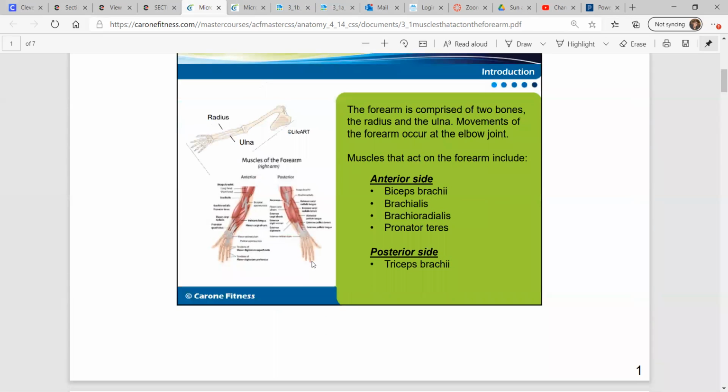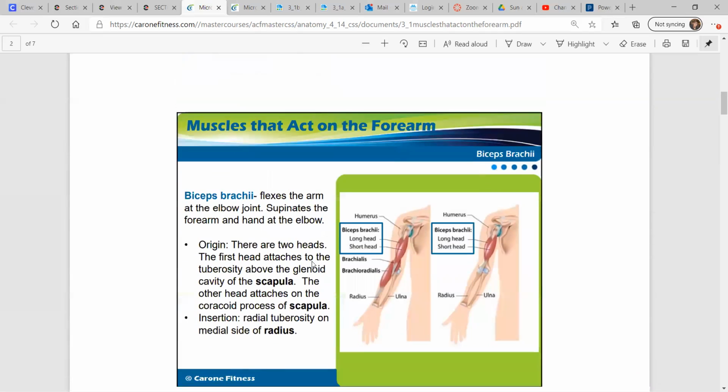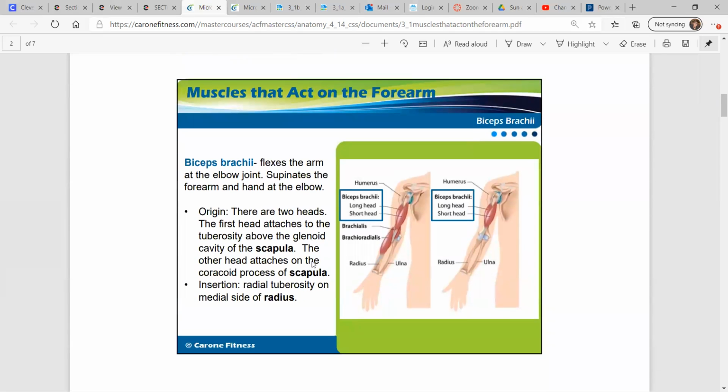On the anterior side of the forearm, we have the biceps brachii, the brachialis, the brachioradialis, and the pronator teres. And on the back side, you have the triceps brachii. So let's get into that. Your biceps brachii flexes the arm at the elbow joint. So go ahead and flex your bicep. That is your biceps brachii.